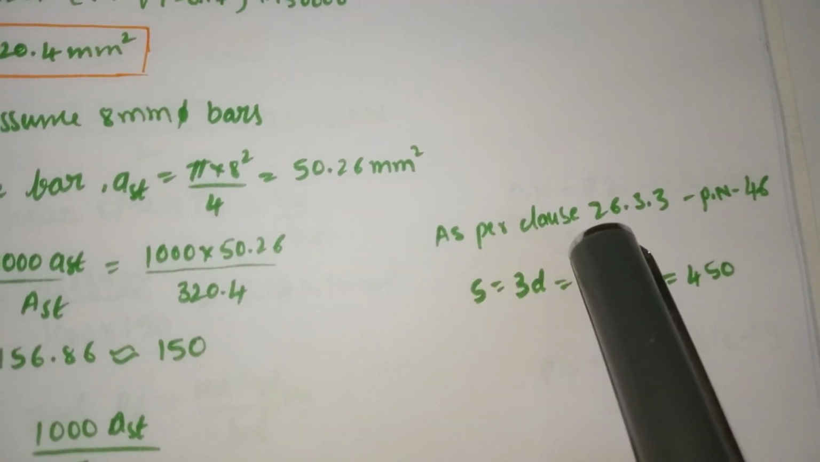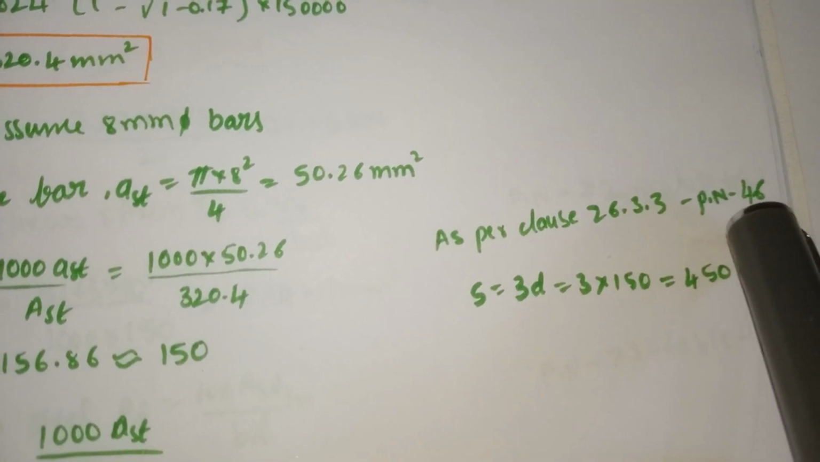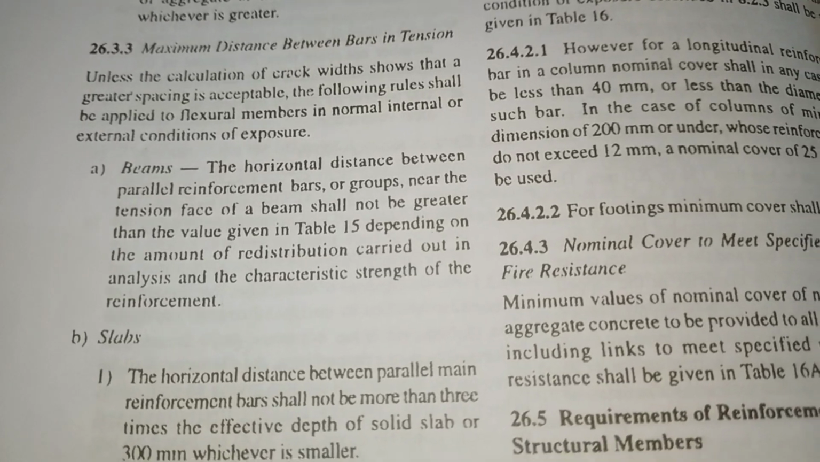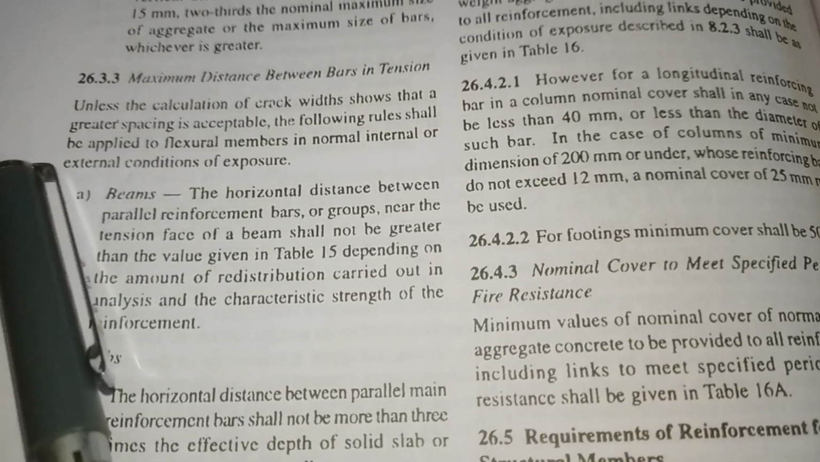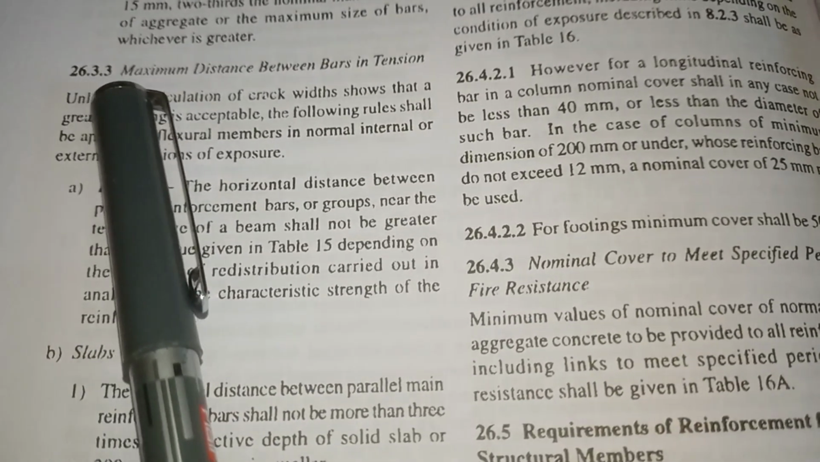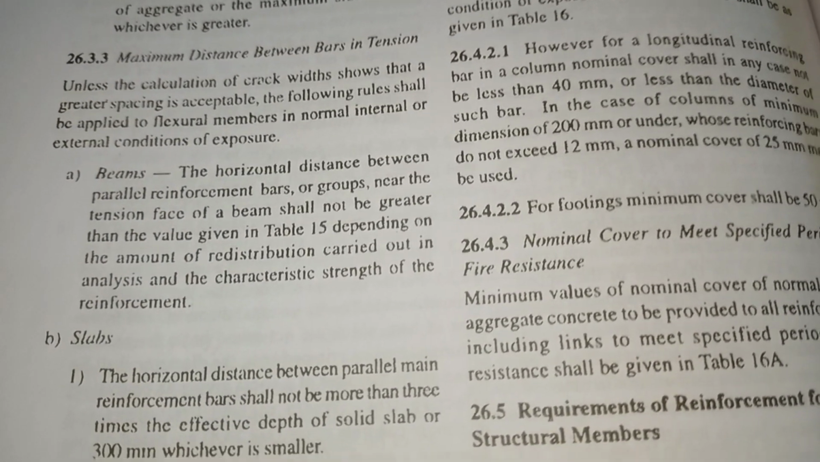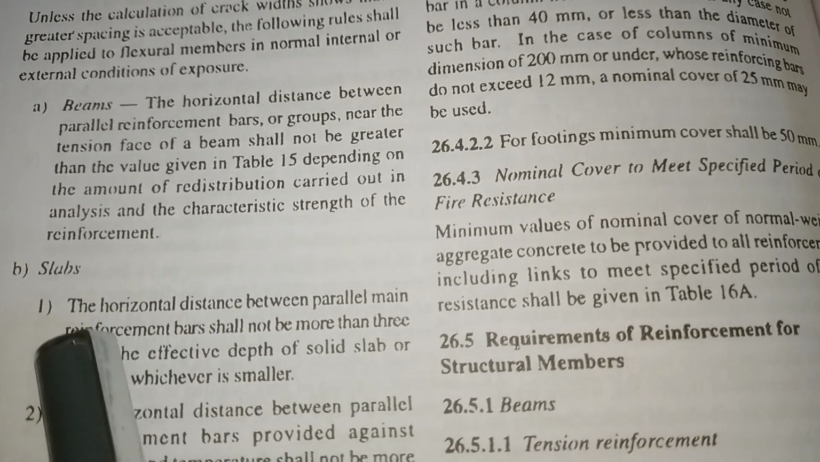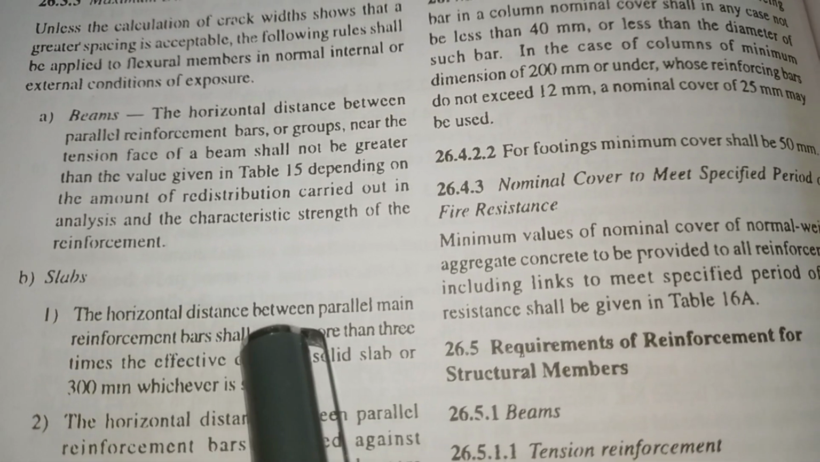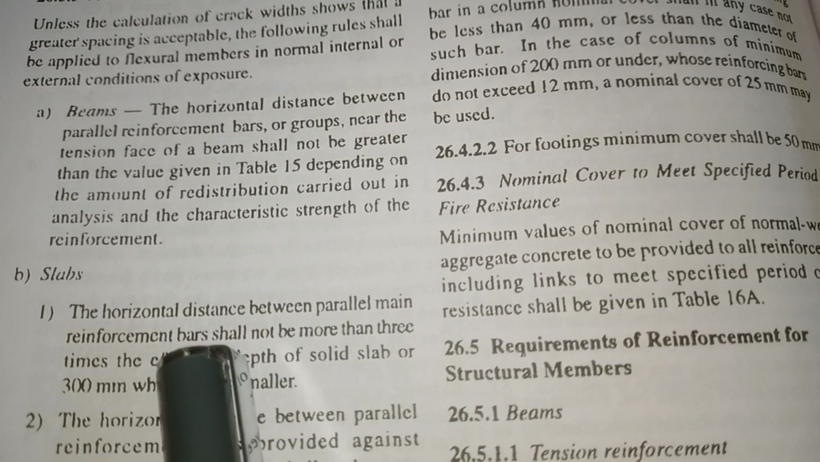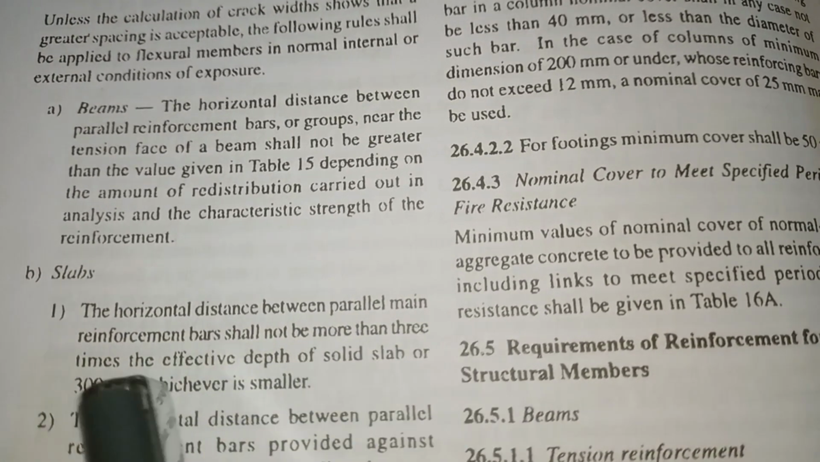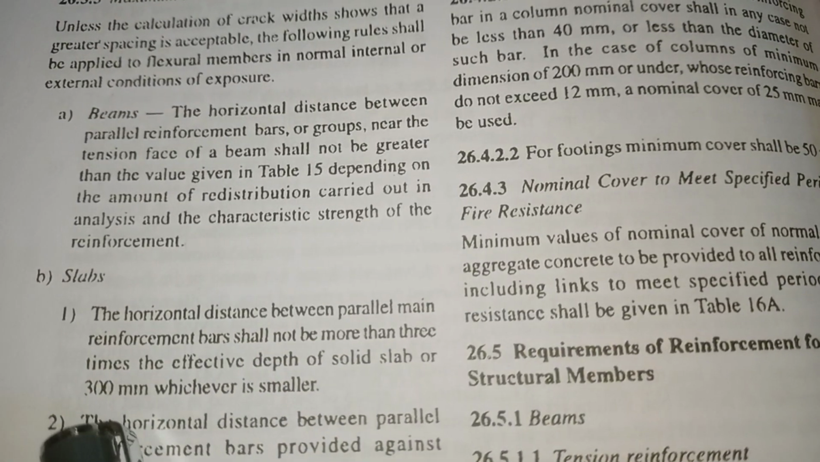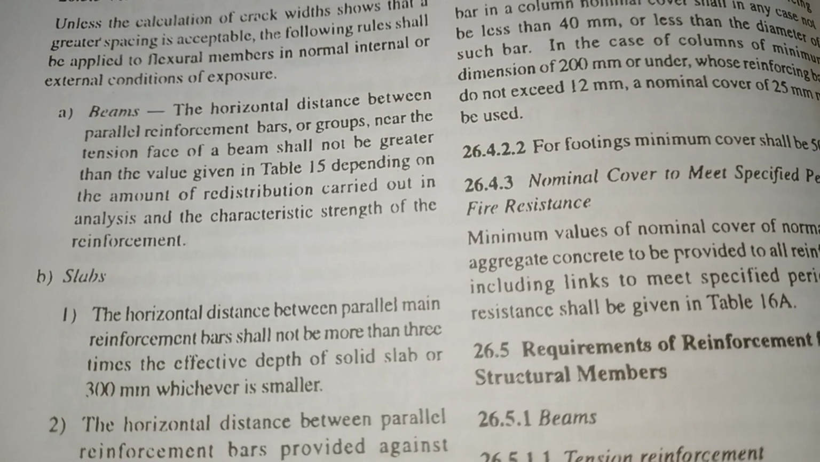As per clause 26.3.3, page number 46, let's see what it says. So this is page number 46 of clause number 26.3.3, B for slabs. What they have mentioned here is: the horizontal distance between parallel main reinforcement bars shall not be more than 3 times the effective depth of solid slabs or 300 mm, whichever is smaller.